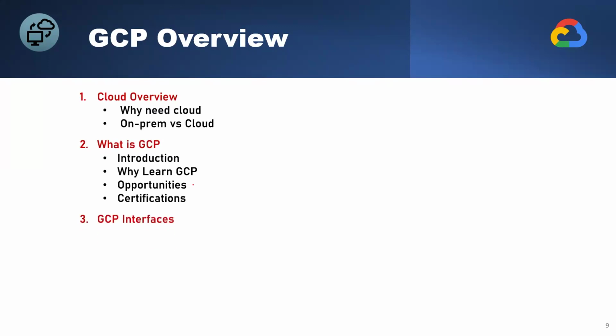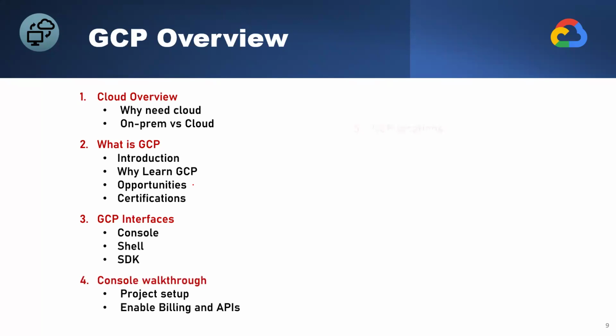And GCP interfaces. Sir, Google Cloud Platform is providing you these many services. Can you tell me, if I wanted to work with these services, what are the interface methods? You have the console, you have Cloud Shell, you have Cloud SDK. And I'm going to tell you the console walkthrough, project setup, enabling billing and APIs, and the GCP locations, regions, zones, and selection criteria. So all of these things we are going to cover.